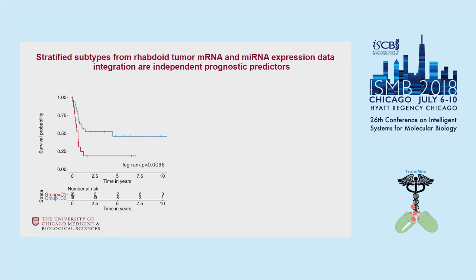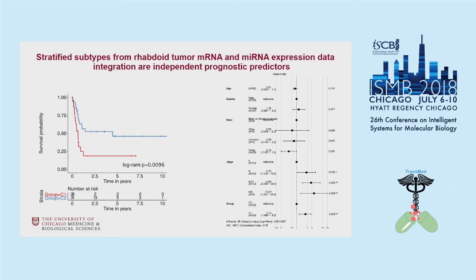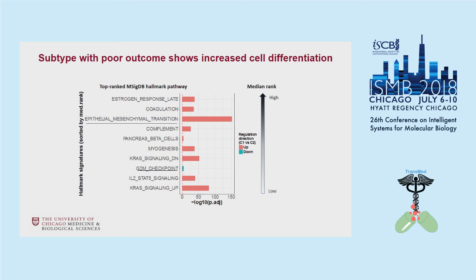We were able to use our method to identify two subtypes for the rhabdoid tumor. Again, they have a statistical difference in terms of prognostic prediction. Also, the poor outcome subtype shows an increased cell differentiation, which could provide a hint for developing a new biomarker and maybe a drug target.